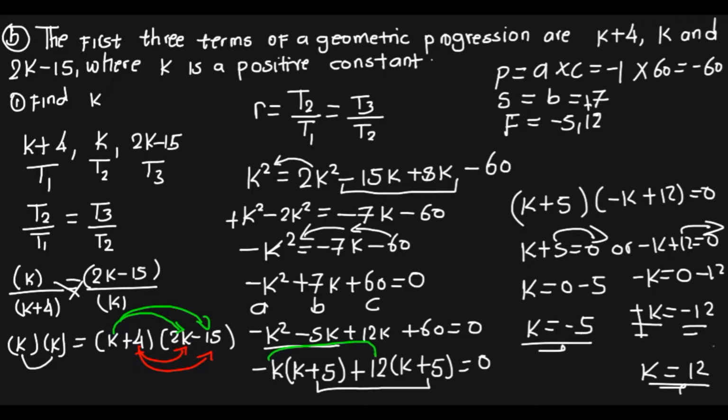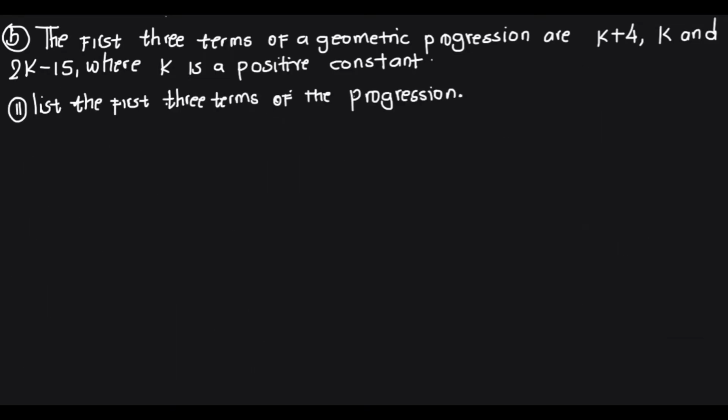So we can see that we have two values of k. One is negative, one is positive. So the final answer, our k is equal to 12. Why? Because of the condition that k must be positive, so we need to ignore the negative part. Okay. So now we can move on to Roman number 2.